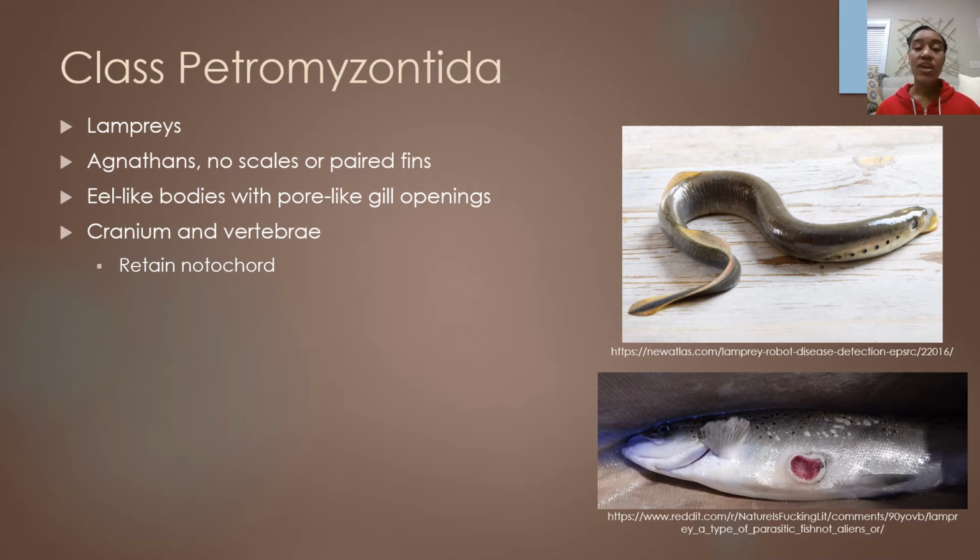Like hagfish, they have no jaws, no scales, no paired fins, and they also have an eel-like body with pore-like gill openings. However, unlike the hagfish, in lampreys the gill openings are pretty much restricted to the anterior region. So in hagfish, they had these pore-like gill openings that extended the entire length. However, in lampreys, they only have a few gill openings and they're closer to the head.